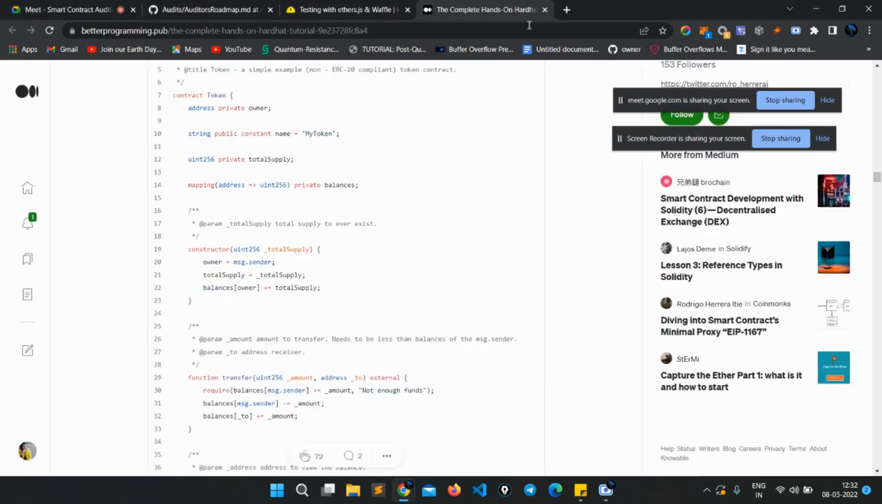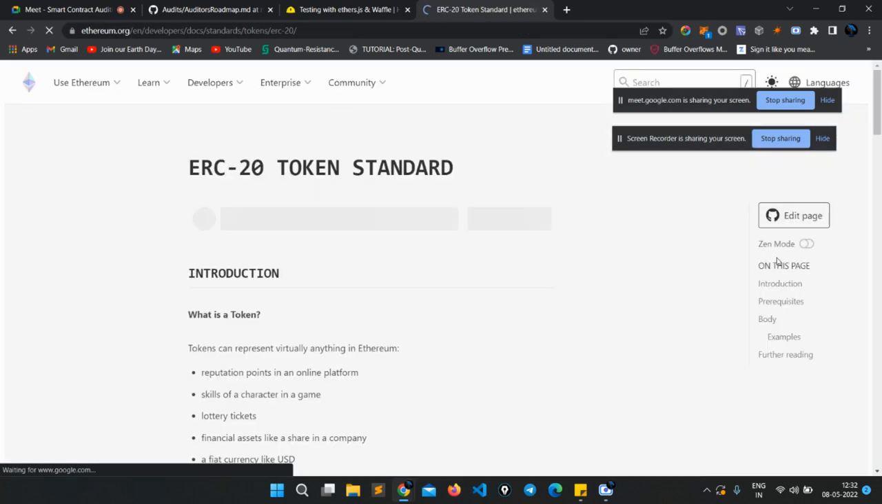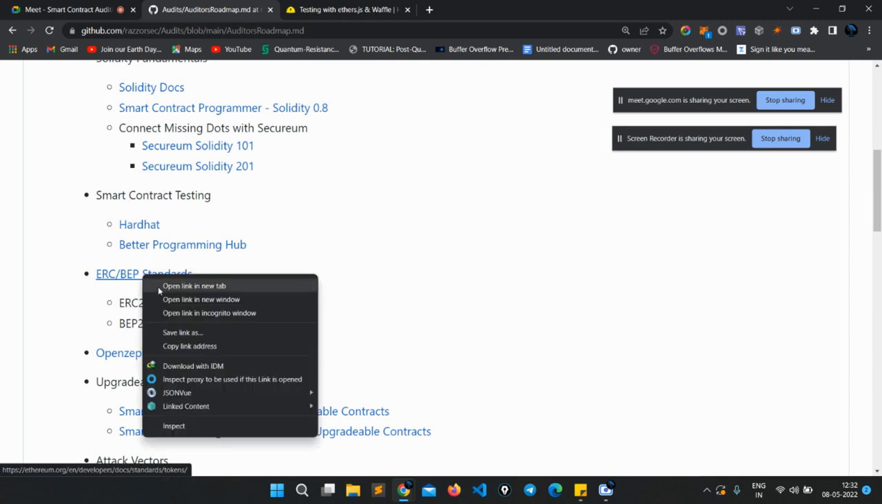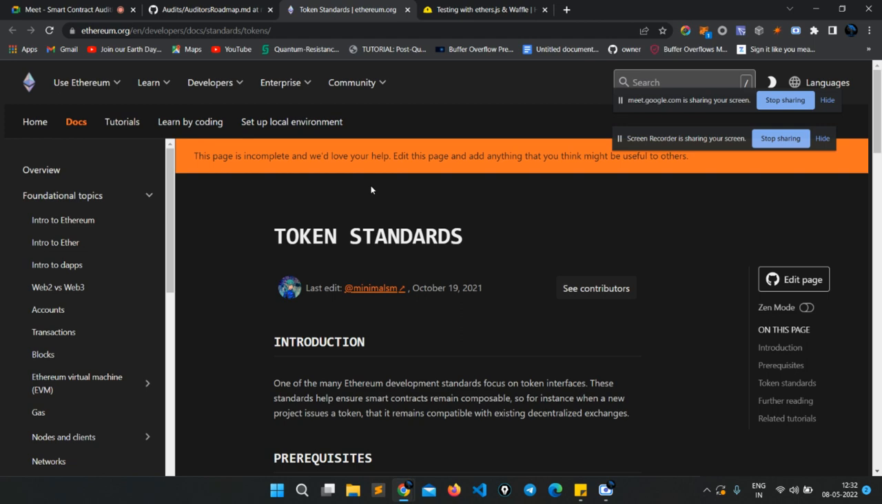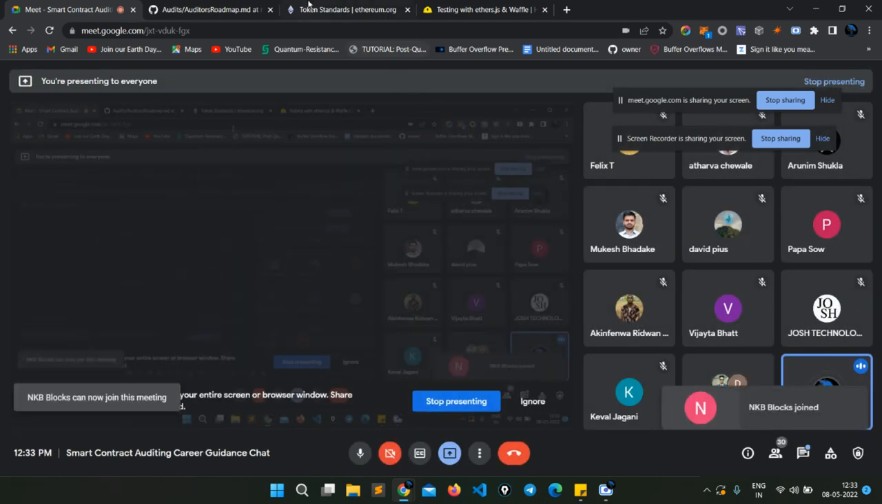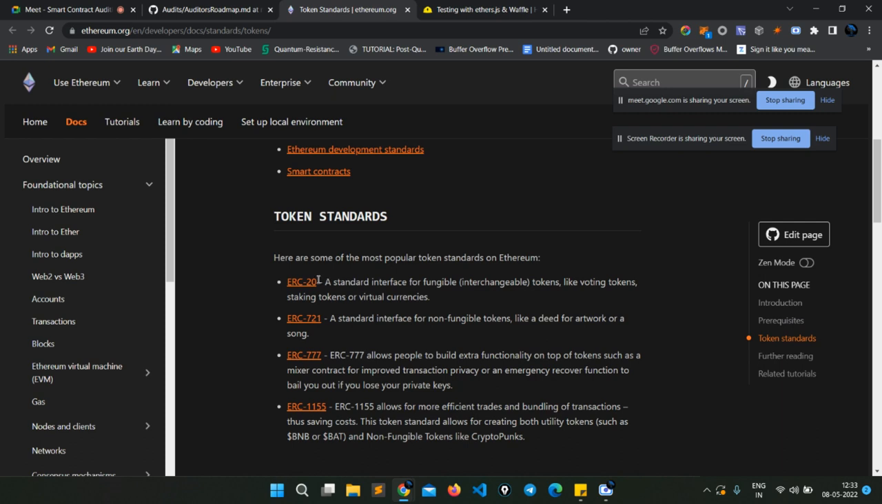You can always go ahead and read about ERC20, what is ERC20. There are a couple of blogs, like this one from Ethereum itself. Ethereum has written a very good blog that covers some of the well-known contracts: ERC20, ERC721, 777, and 1155. ERC20 is a standard for fungible tokens, meaning tokens that can be interchanged one for another. ERC-721 is the non-fungible token, the NFT standard, right?